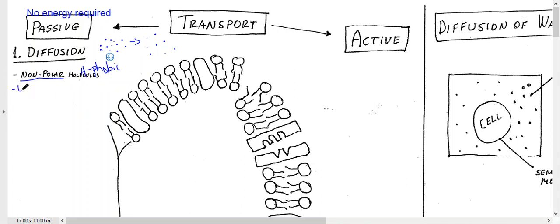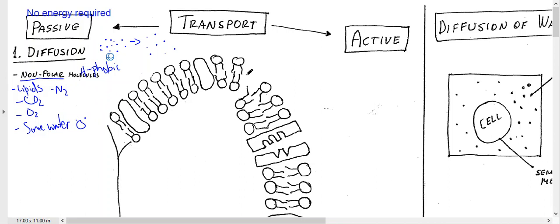So lipids can do this. CO2 gas can do this. Oxygen gas can do this. Nitrogen gas can do this. And I'm going to say some water. I know water is polar, but the thinking is that because water is so teeny, it really is just an oxygen with two protons, those two hydrogens, that it can actually manage to slip through.